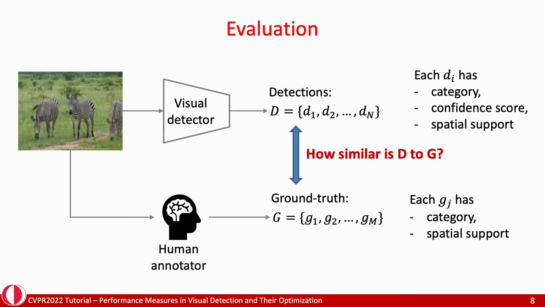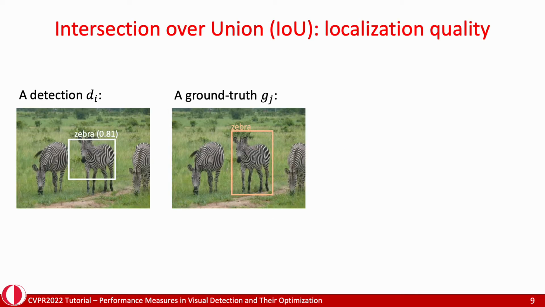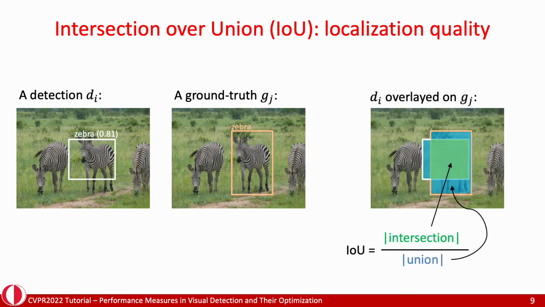Measuring the overlap between two categorical variables is fairly straightforward. So let's look at how we can measure the overlap between two spatial supports. We will use intersection over union for this. Suppose we are comparing an individual detection DI with an individual ground truth annotation GJ. To measure the overlap between their spatial supports, in this specific example, bounding boxes, we compute the area of their intersection and divide it by the area of their union.